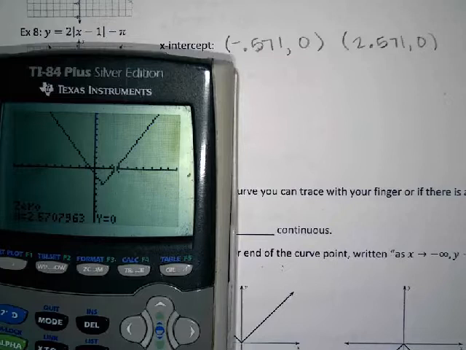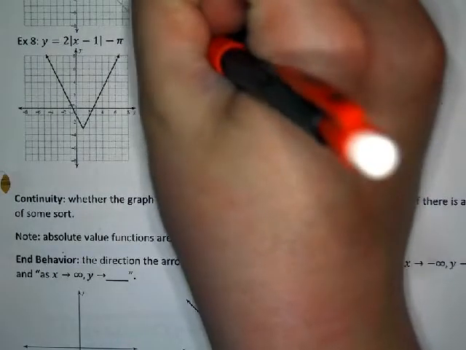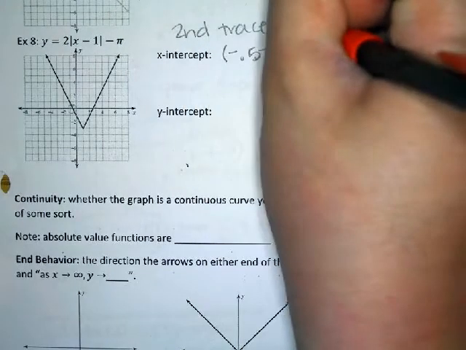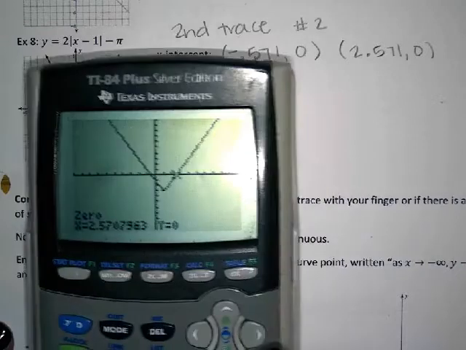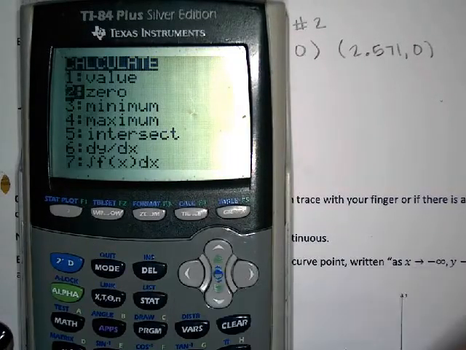So what I'm going to write above this is second trace, number 2. So that was the menu that we did to get there. We did second trace, number 2, and then left bound, right bound. It's the steps that it feels like a lot, but they're very consistent.